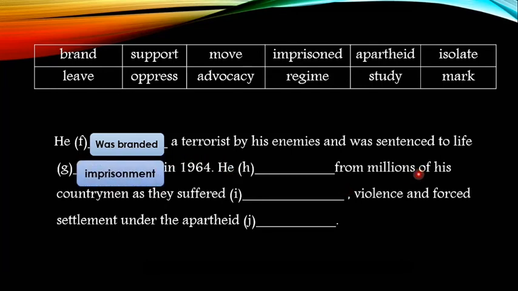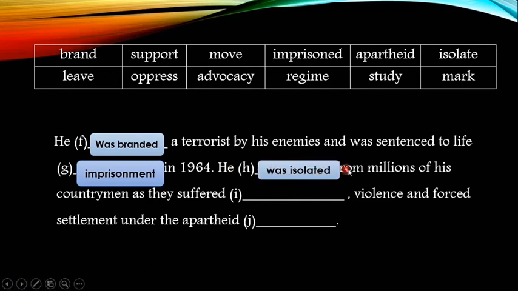He dashed from millions of his countrymen as they suffered dash violence and forced settlement. He dashed from millions of his countrymen. That means as he was imprisoned, he might have gone to isolation. So after the subject, we cannot use isolation. We have to take the word in a verb form. And as he didn't go to isolation by himself, he was dragged to do that, or he was forced to do that. So the verb should be used in passive form.